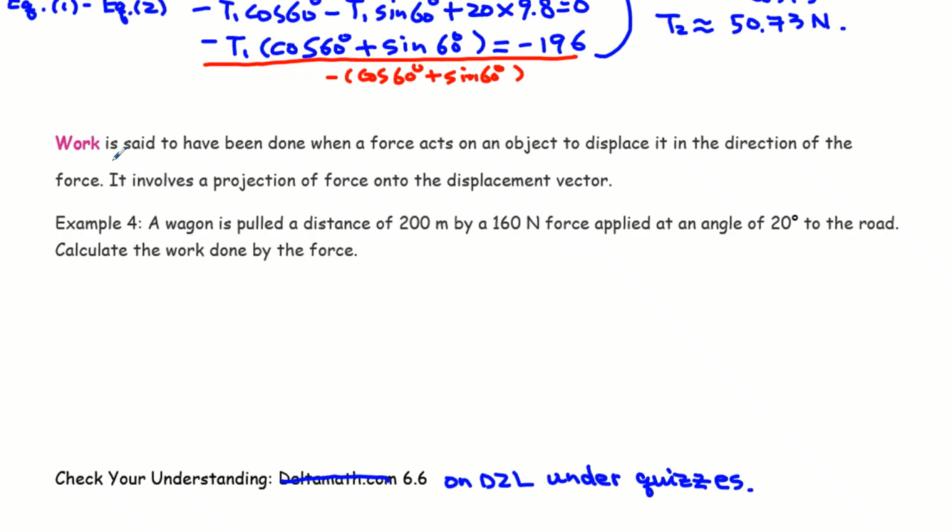Okay, so work. This is another application for the force. Work equals the force acting on an object to move it in the direction of the force. So W, work, is a scalar, equal to the force times the displacement in the direction of the force. If the displacement is vertical to the force, then no work is done. So it involves a projection of the force onto the displacement vector.